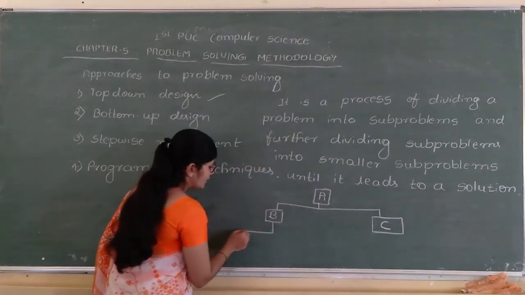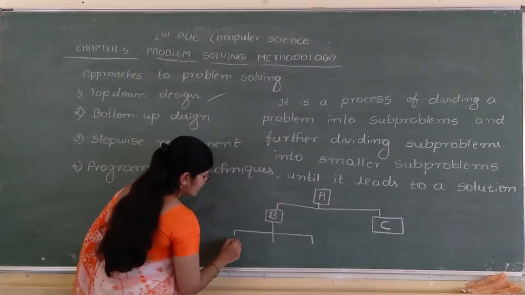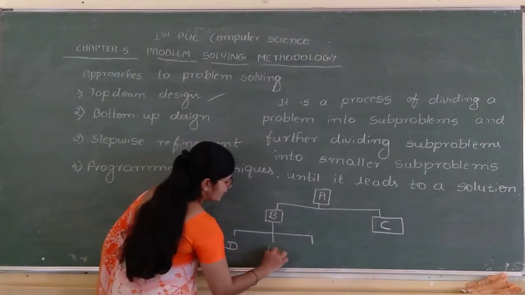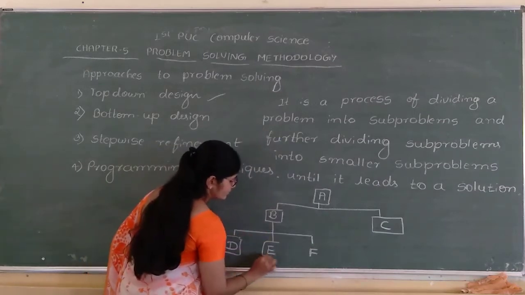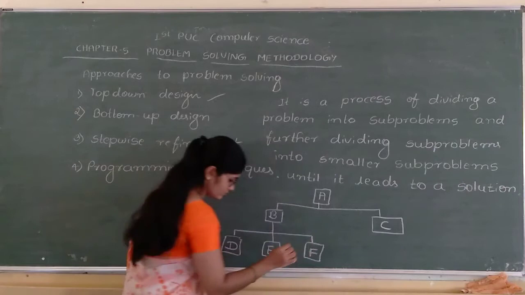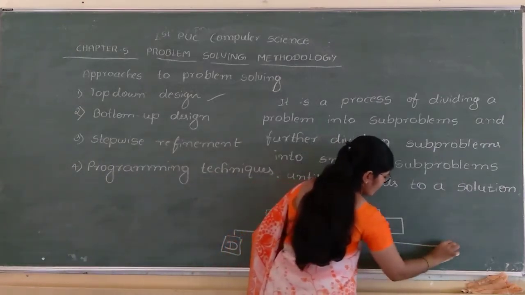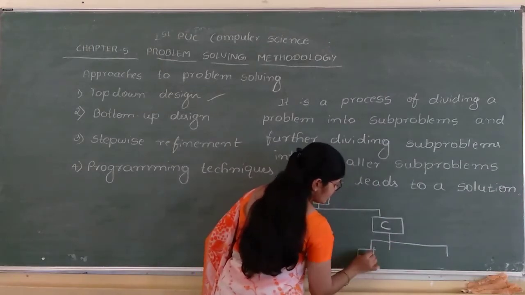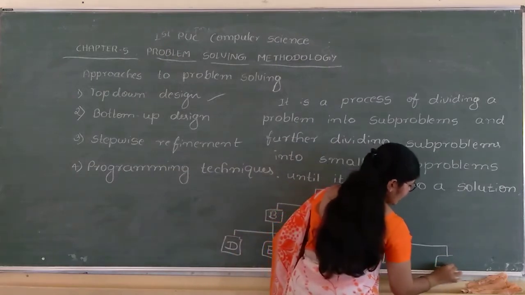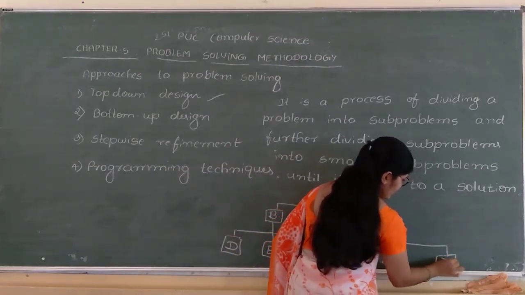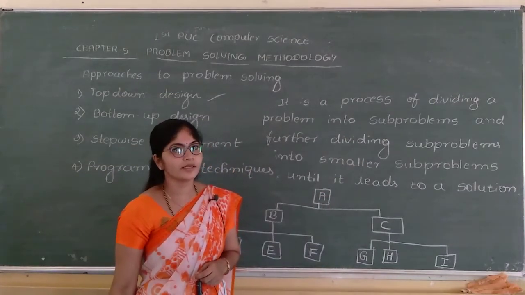Further, I am dividing B into three sub-problems, say D, E and F. Again, I am dividing C into three sub-problems, G, H, I. So top down design can be viewed like a tree like structure.